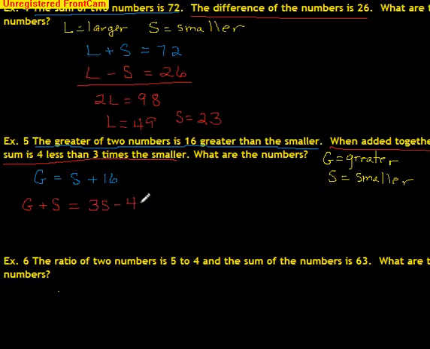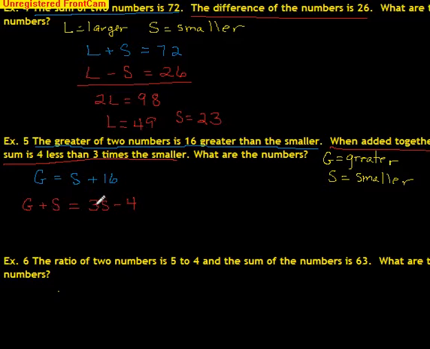And if you're going to say less, you have to put it at the end. You don't want to say 4 minus 3s. You want to say 3 times s minus 4. 4 less than 3 times the smaller. So once you get that equation, we have two different equations. We should probably get this one cleaned up a little bit before we keep going.